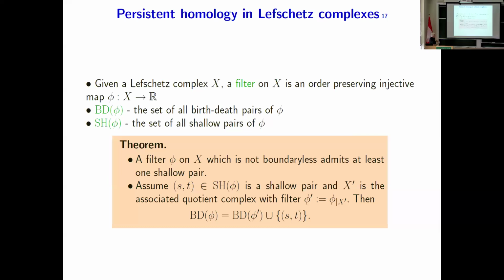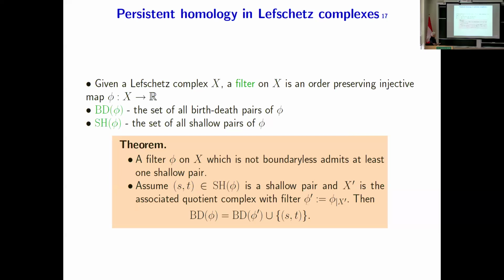That's a standard earlier theorem, that such a cancellation still leads to a Lefschetz complex. You restrict your filter to the new Lefschetz complex, and you prove that this is still a filter. And the most important thing is this feature, that the birth-depth pairs of the original filter split as the birth-depth pairs of the new filter plus the one shallow pair you extracted from it.